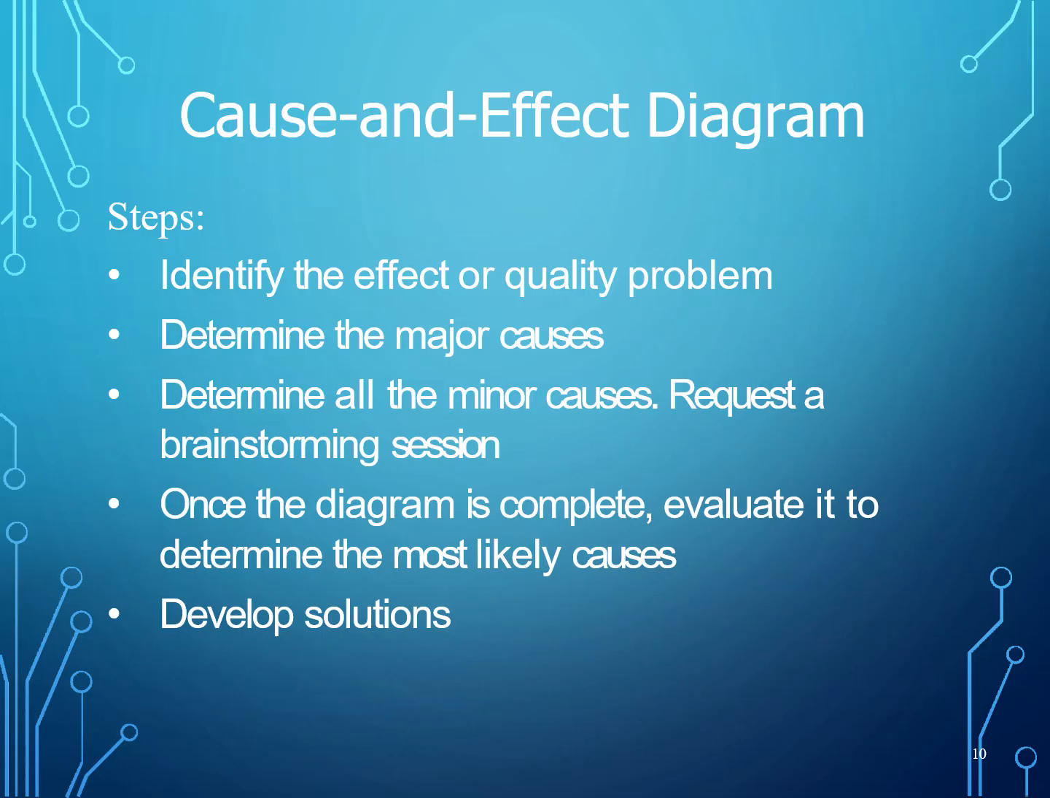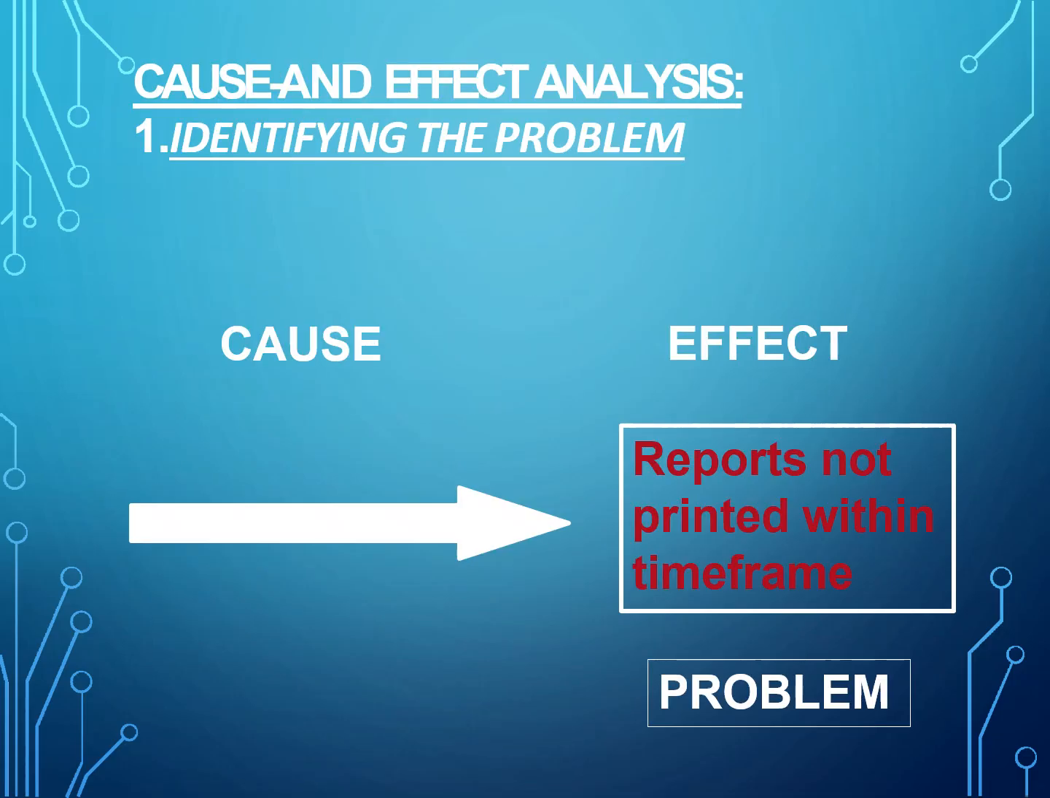Once the diagram is complete, we evaluate it to determine the most likely causes. And finally, we develop solutions. Okay, let's quickly look at one example from this slide. The problem or the effect in this case is the reports not printed within time frame, which we put as the effect to the right end of the fishbone diagram. And starting from this effect, we need to figure out the causes which lead to this problem.